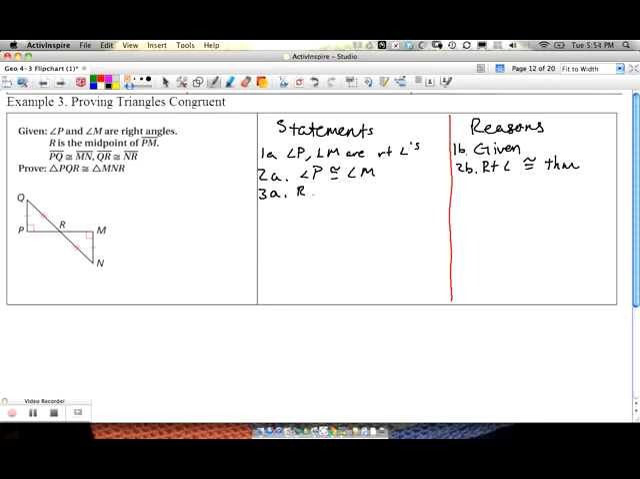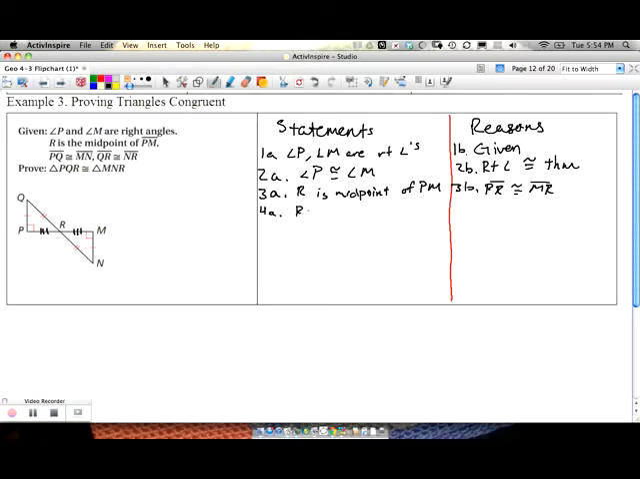R is the midpoint of PM. Let's go ahead and do that. R is midpoint of PM. And when you're a midpoint, that means you split it up into two congruent pieces. So that means that this PR and this RM are actually congruent. So PR is congruent to MR.